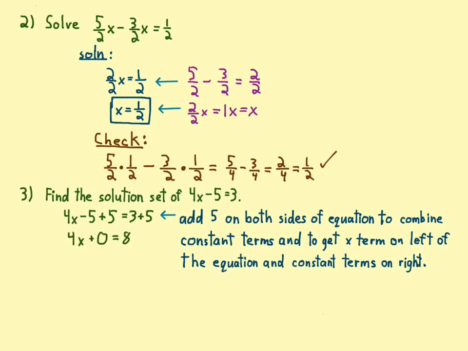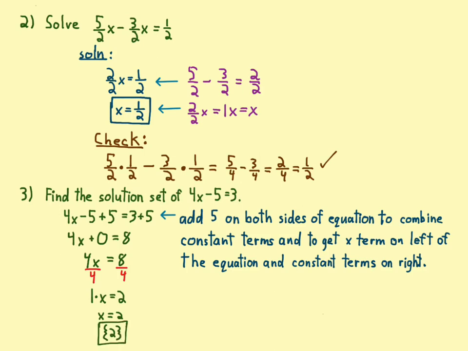So I get 4x plus 0 equals 8. So that's 4x equals 8. And now I have to divide both sides by 4. That's to get the x alone, so I have x equals something. So 4 over 4 is 1. 8 over 4 is 2. 1 times x is just x. X equals 2. But they wanted the solution set, it says right here, solution set. So what they want is curly brackets 2.